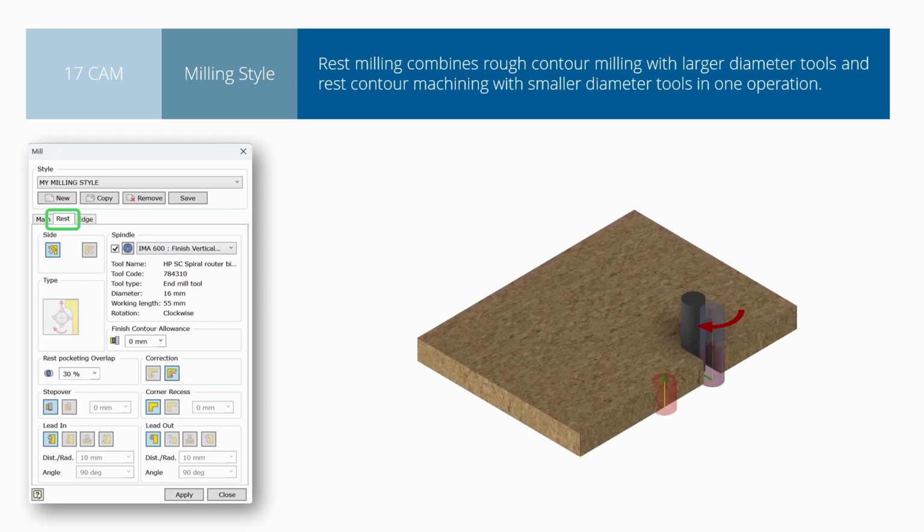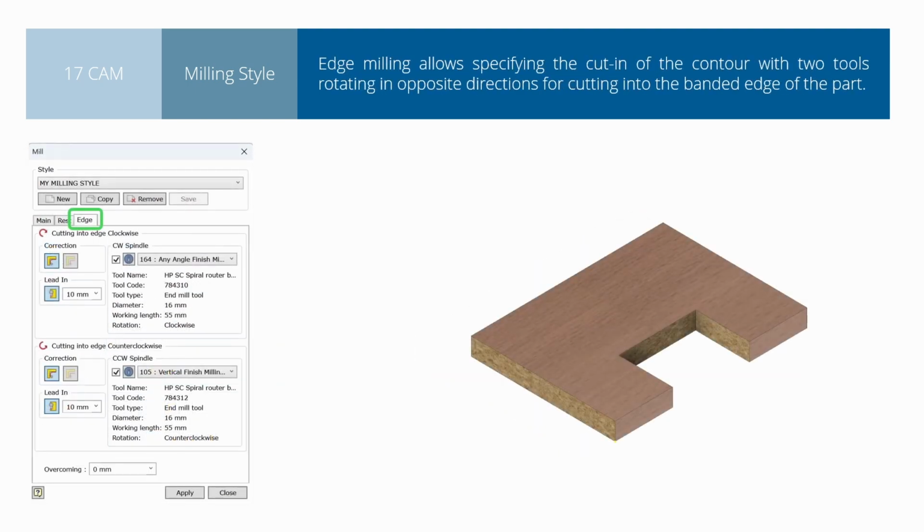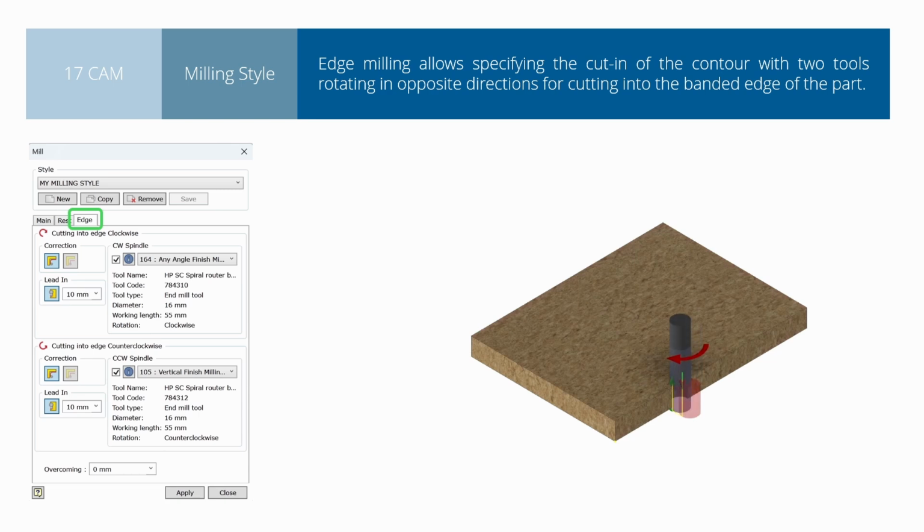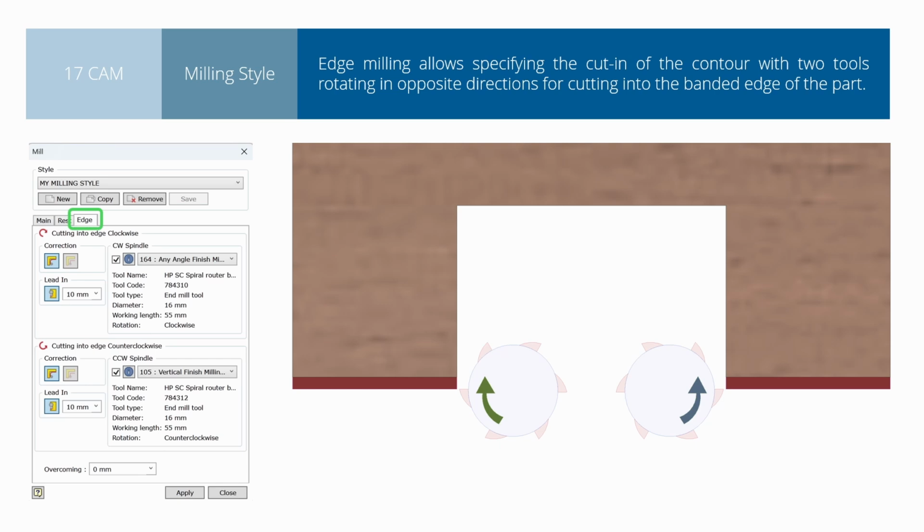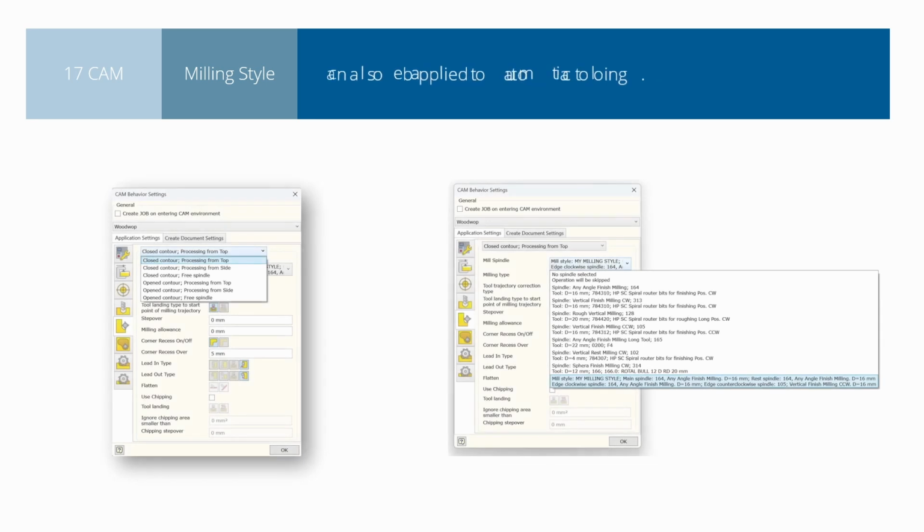Rest milling optimizes machining operations by integrating rough contour milling using a larger diameter tool and rest contour machining with a smaller diameter tool into a single operation. Edge milling safeguards edge banding from damage by employing milling tools with opposite spinning directions. This approach ensures that the saw blade teeth always push the edge banding towards the part. Milling style streamlines automated milling setup by applying not only the tool, but also the other associated options.